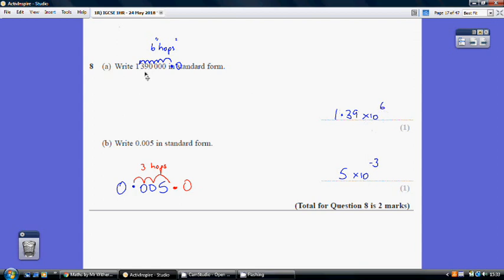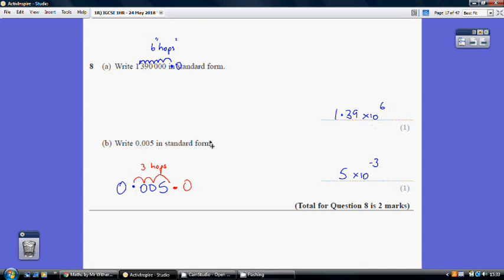So consider the hops. The decimal point is effectively there to start with, at the end of the number. We're moving the decimal point to between the 1 and the 3. So how many hops is that? 1, 2, 3, 4, 5, 6. 6 hops along. So 1.39 times 10 to the power of 6. Now just put this into your calculator and turn it back into an ordinary number just to check you're getting it right. Now part B, same idea.